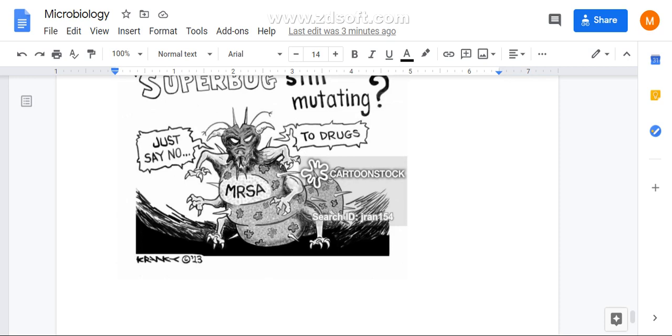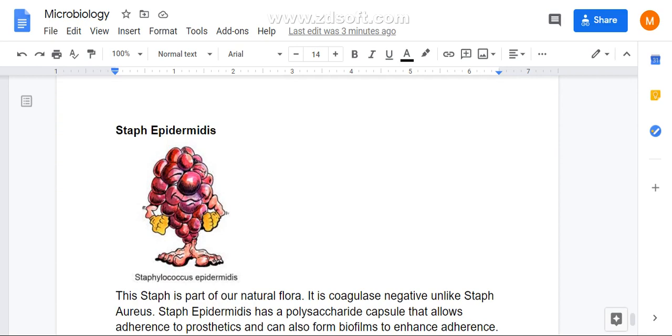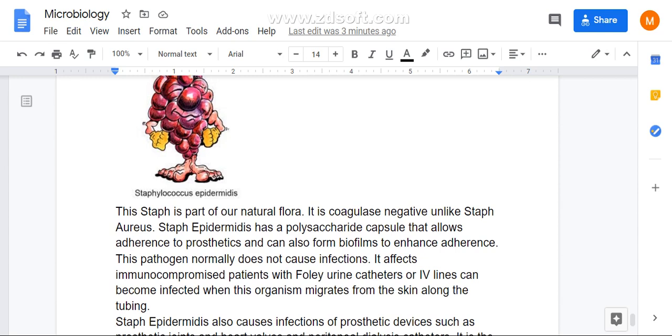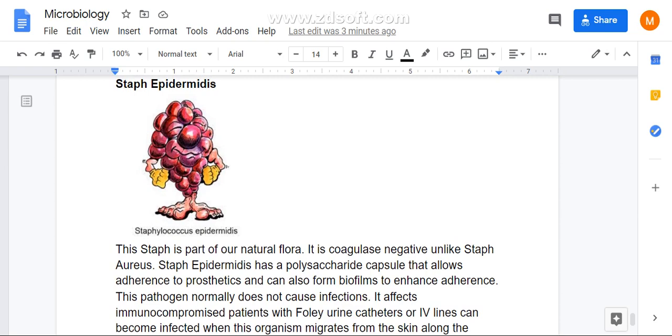All right, so we have the last two, Staph epidermidis. This staph is part of our natural flora. It is coagulase negative, unlike Staph aureus, which is coagulase positive. Staph epidermidis has a polysaccharide capsule that allows adherence to prosthetics, and it can also form biofilms to enhance its adherence to those prosthetics. I don't remember which exact bacteria we talked about last time that forms a biofilm, but biofilm is pretty much the bacteria creating a wall around itself so it can't get phagocytized so easily.